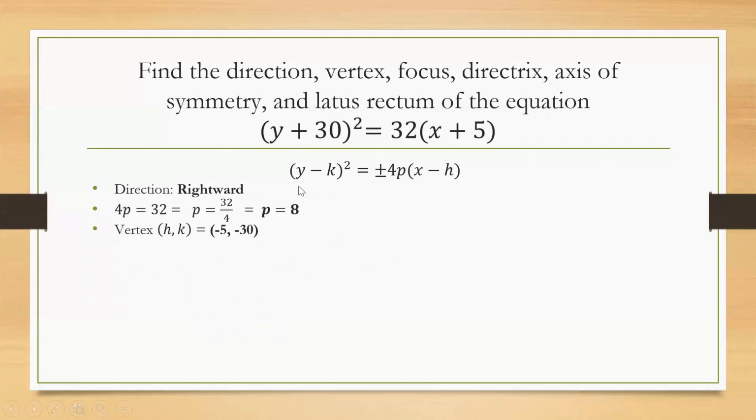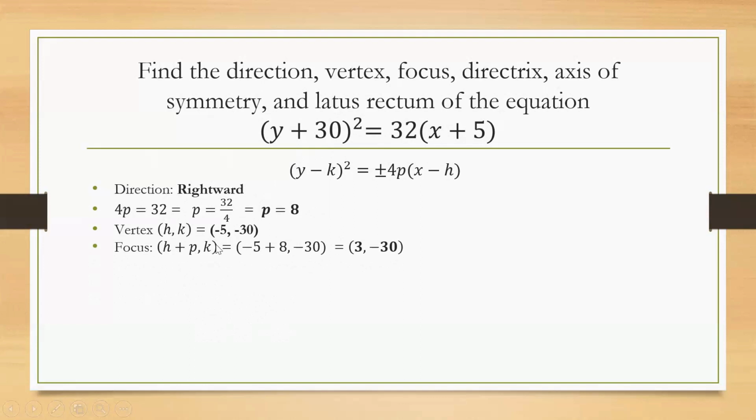Next, to find our vertex, simply look for the h and k. So that's for our h, that's negative 5. And then for our k, that's negative 30. After that, we can now get our focus.